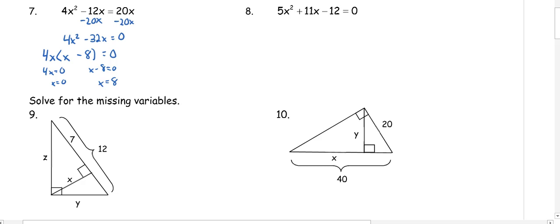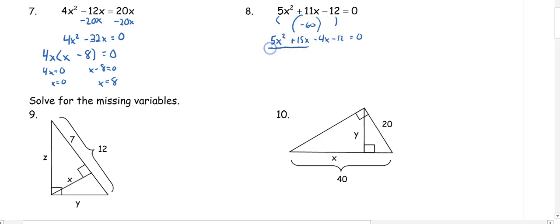In number 8, we need to factor using split the middle. So what happens here is we need to figure out what numbers multiply to negative 60, because we want to multiply the first coefficient and the last number. So that's negative 60, and they need to add to 11 still. So two numbers that multiply to negative 60 and add to 11 are positive 15 and negative 4. So we'd have 5x squared plus 15x minus 4x minus 12 equals 0.